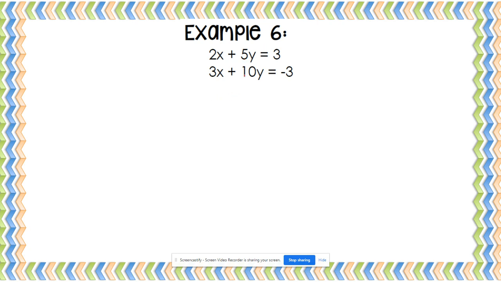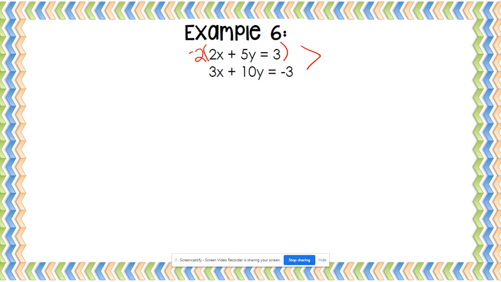Well, I know that 5 is a factor of 10. And to get from 5 to 10, I would multiply by 2. But if I want to make a zero pair, then actually I should multiply by -2 because that would give me negative 10y here. So I'm going to change my system of equations by multiplying my first equation by -2.